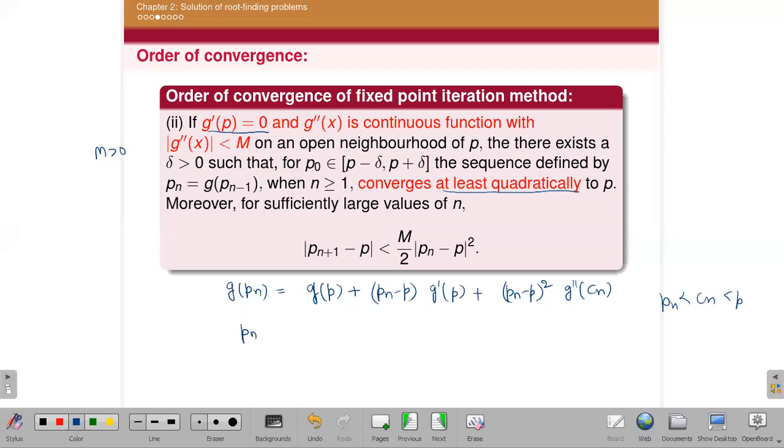So this is again Pn plus 1 from this sequence, which is equal to p, because g of p is equal to p, because p is the exact fixed point for this function, plus Pn minus p times g dash p, which is 0, this is given, plus Pn minus p whole square. Just a minute.